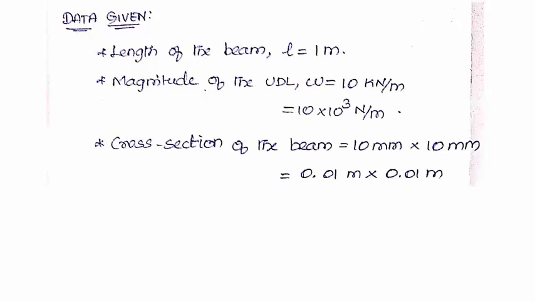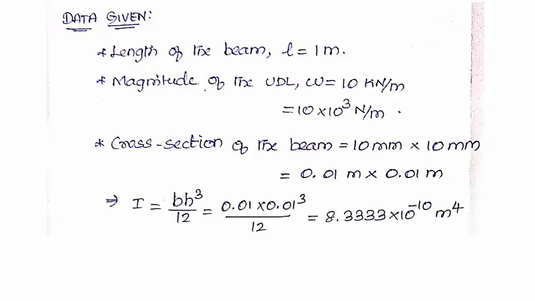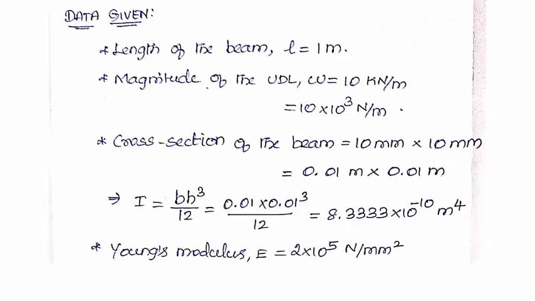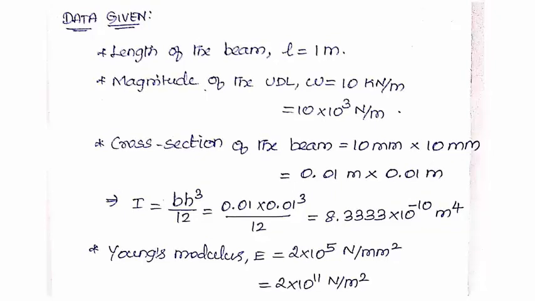From this data we can calculate the area moment of inertia of the beam as BH cube by 12. The value is 8.3333 into 10 power minus 10 meter power 4. Young's modulus value E is given as 2 into 10 power 5 Newton per millimeter square, that is 2 into 10 power 11 Newton per meter square.